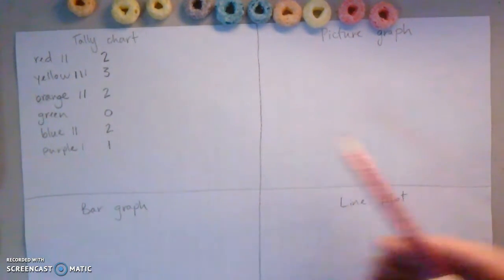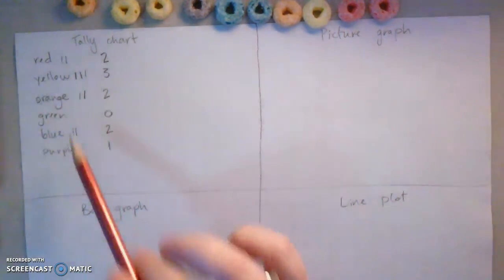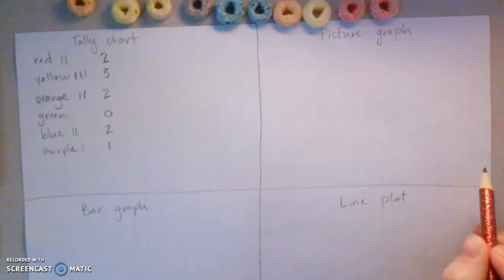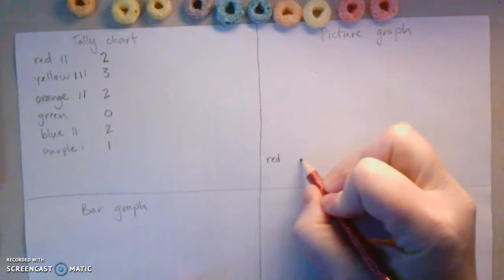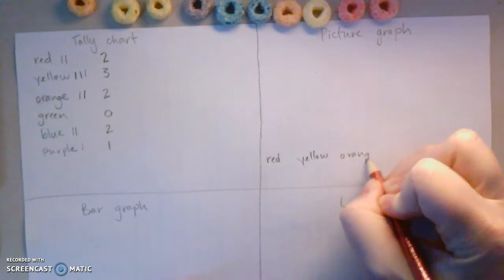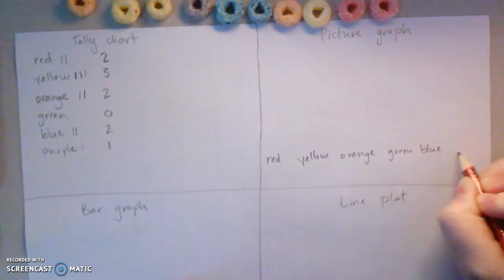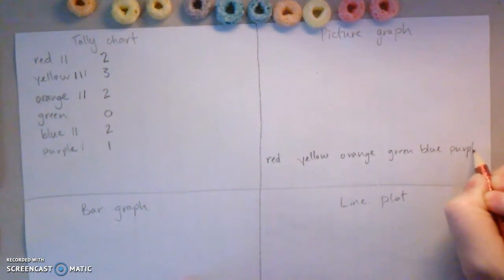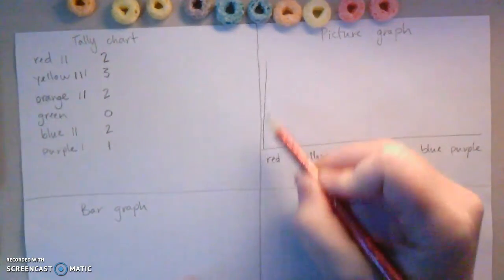Now to use that information on a picture graph, I need to decide if I want it to be a vertical or a horizontal picture graph. Remember, both of them work just fine. And because my words are kind of long, I'm going to do mine as a horizontal graph. So I'm going to write the names across here. So we're going to have the red, yellow, orange, green, blue, and purple. And I'm going to just put my blocks for it.